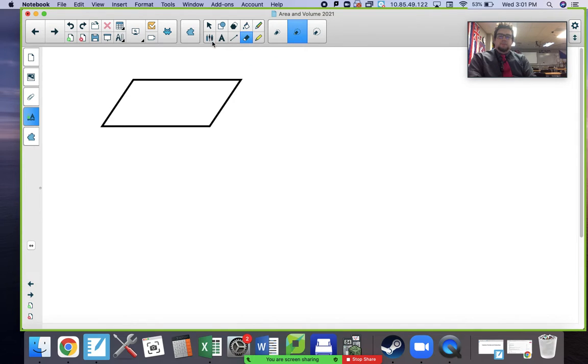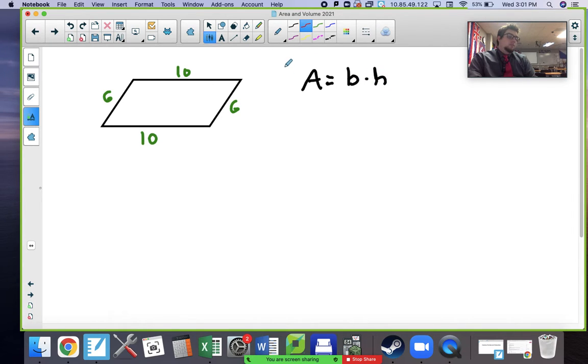Try a parallelogram. So if we have these dimensions to our parallelogram, this is 10, this is 6, that's 10, this is 6, and I want to find the area of our parallelogram, which is base times height. I only have base right now. I don't have the height because I don't have that 90-degree symbol. So I want to go from the very bottom to the very top straight up. Our height of this one is going to be 5.